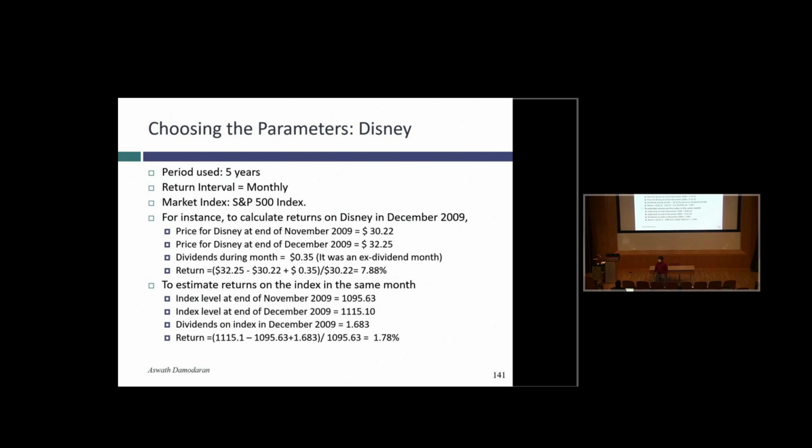For the S&P 500, I got the index at the end of November, and so that was easy, getting the index levels. The index was up from 1,095 to 1,115. But the S&P 500 is the 500 largest market cap stocks. Some of them, like Disney, paid dividends during the month. Not all of them paid dividends in the same month.